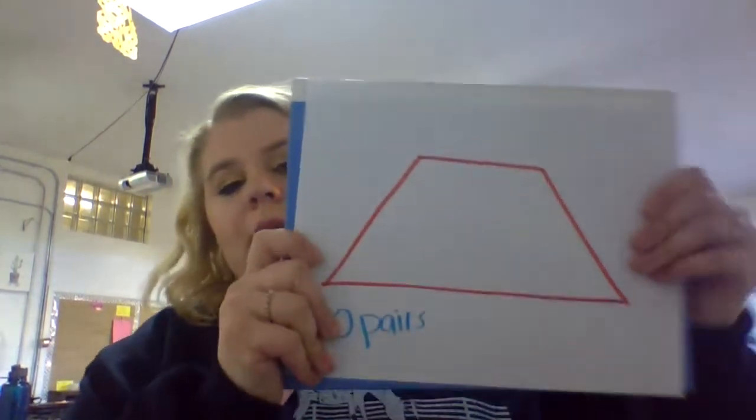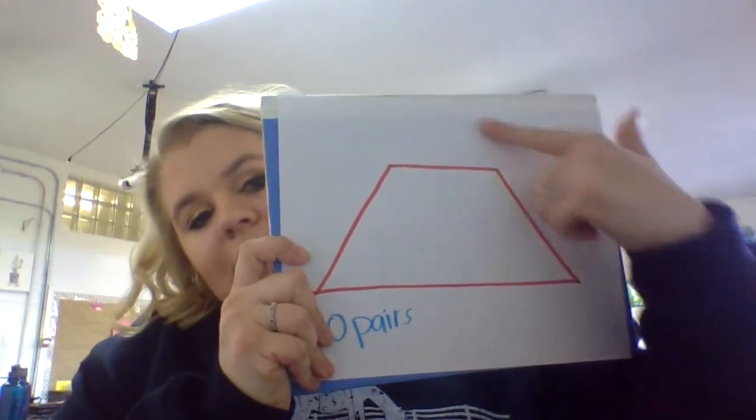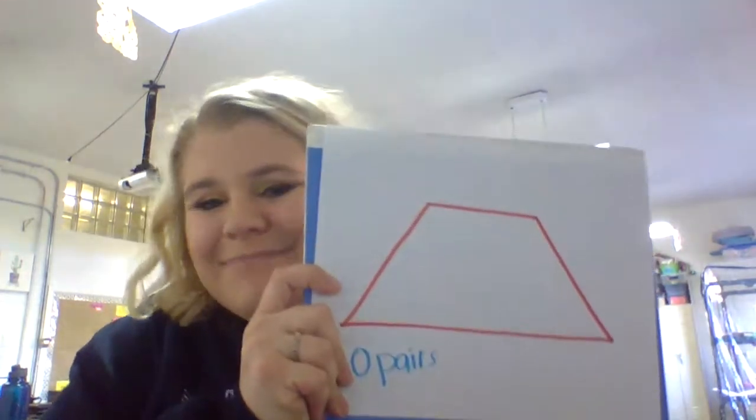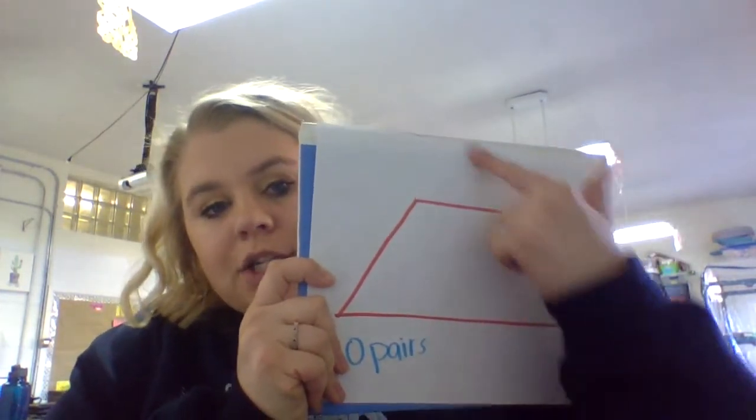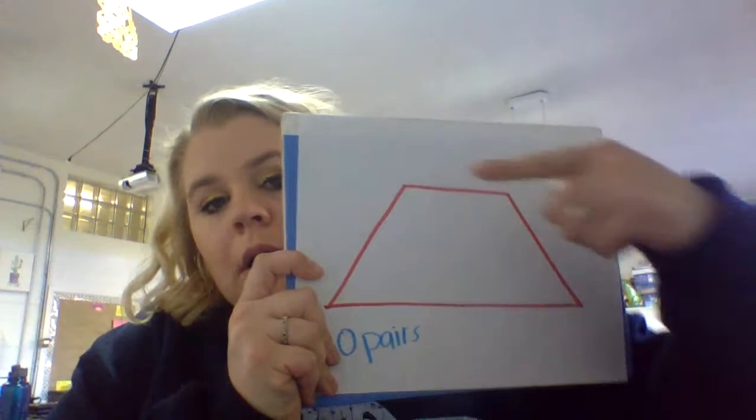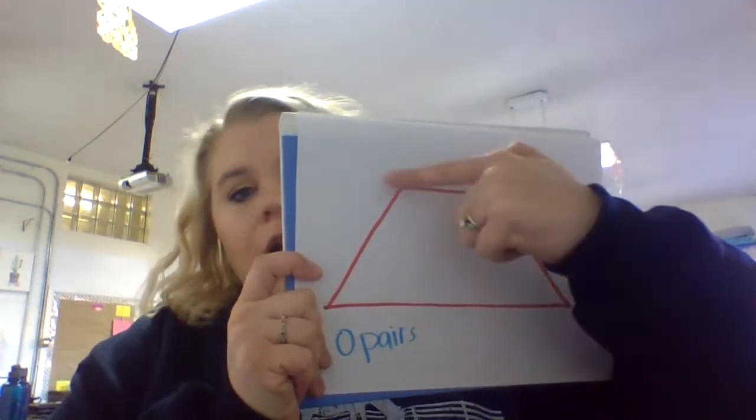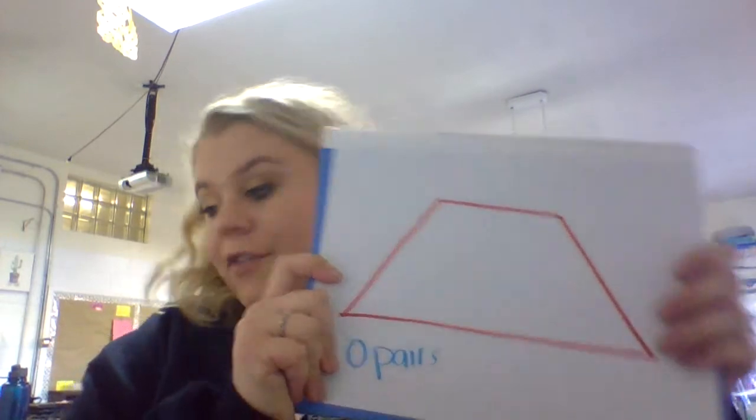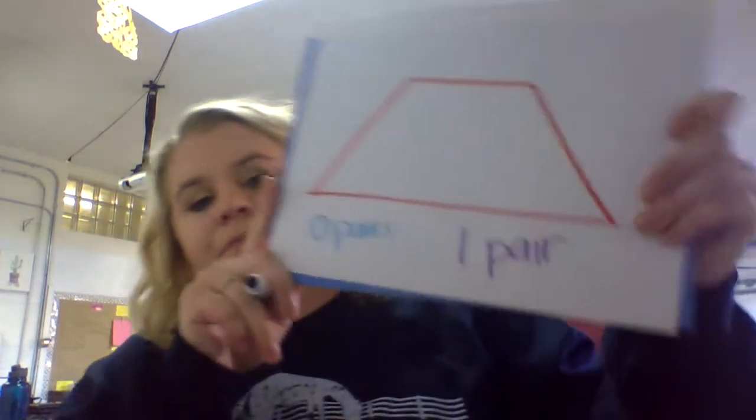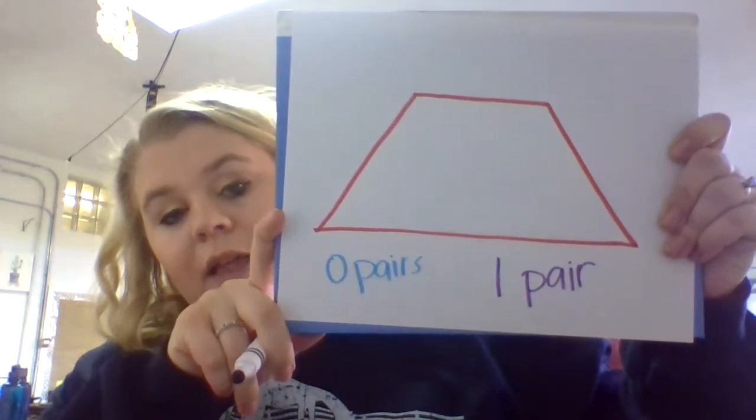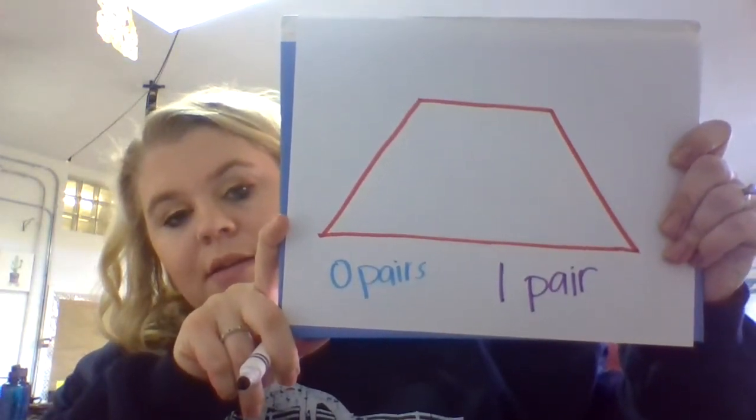But now let's look for our parallel lines. If I look at this set of opposite lines, no, they're going to touch. They're going to touch right up here and make almost a triangle. But if I look at this set of opposite lines, they're going to run side by side forever and they're never going to touch. So there is one pair of parallel lines on this trapezoid.